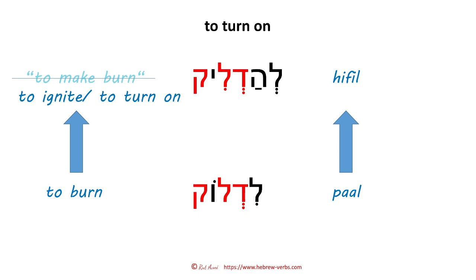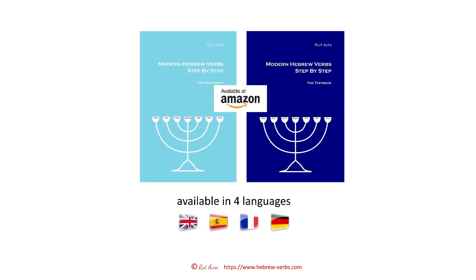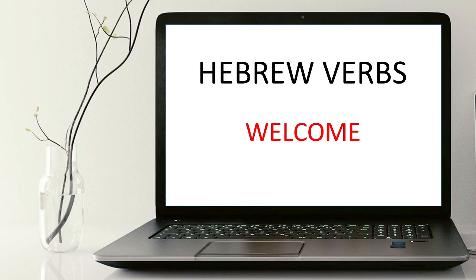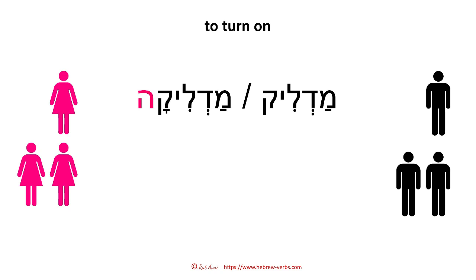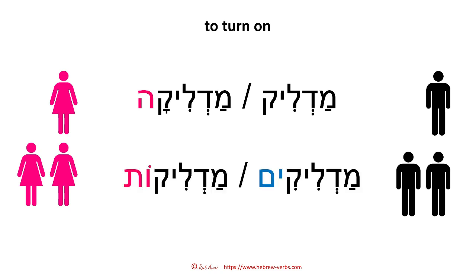Okay? These are the basic rules that I also explain in my book. And of course, in the 90-day course, we do this in detail so that you never forget it again. Now we will come to the conjugation of to turn on, which is matlik, matlika, matlikim, matlikot. Great. And here is the first sentence.